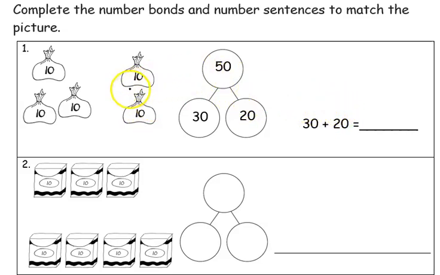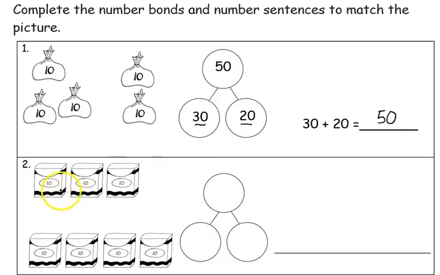So you can see in the first problem that we have bags of items, maybe marbles, and there are 10 in each bag. So I have broken the picture into 3 groups of 10 and 2 groups of 10. So I have my 3 groups of 10, which would be 30, and my 2 groups of 10, which would be 20. So those are the parts on my number bond. The whole would be 50. 10, 20, 30, 40, 50. That means that 30 plus 20 equals 50.